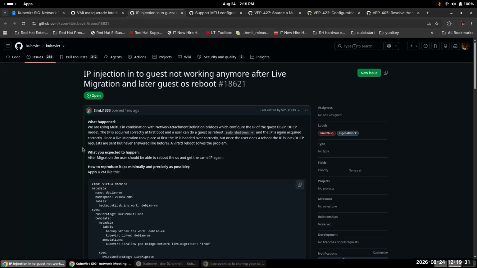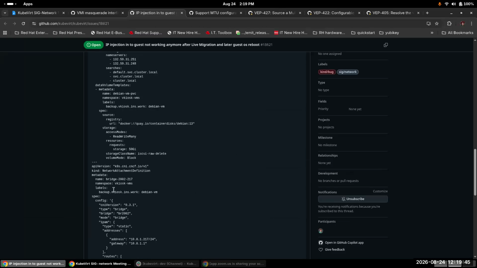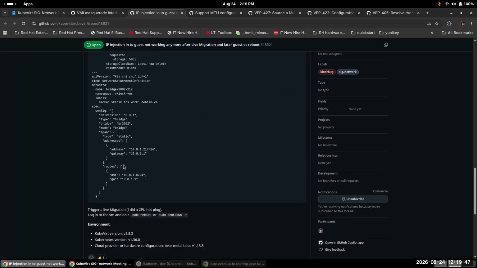Okay, moving on to the next. This is the one that you were talking about, Eddie, where after migration, if you do a reboot, the VM loses its IP. It's on a bridge interface where the IP is being assigned by the IPAM of the NAD.